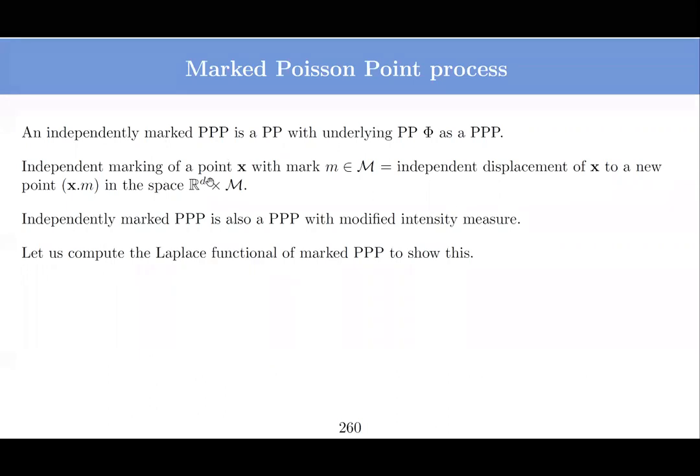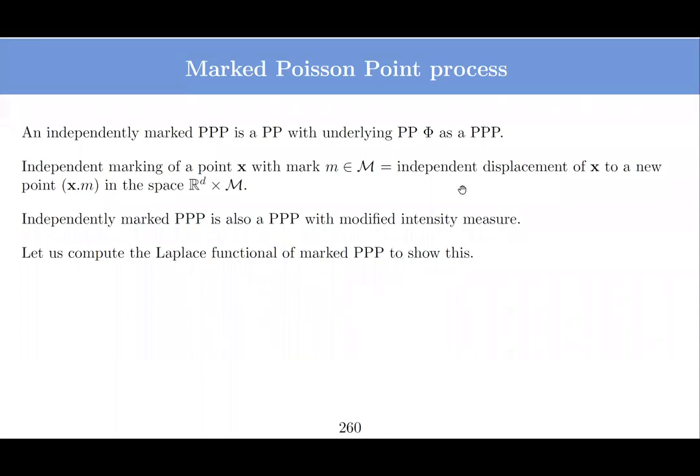Independent marking of a point x with mark m can be seen as an independent displacement of x to a new point (x, m) in the space R^d cross the mark space. So if you have a point and you assign a mark, you are expanding the coordinate to (x, m), and that's a point in the R^d cross M dimension. So it just means that you are taking this point and putting the equivalent point in this space. So this is like a displacement.